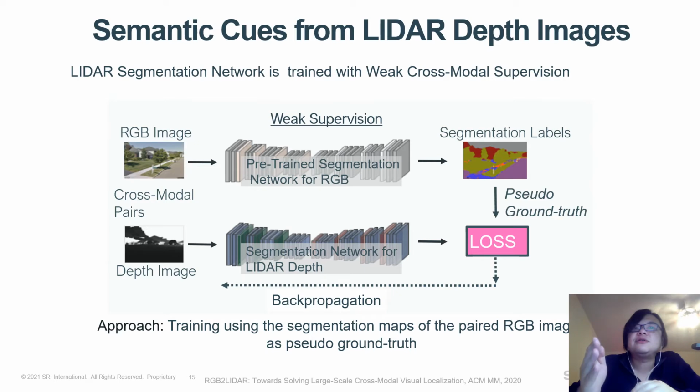This slide shows the architecture for our network process. We can see that we basically propagate the information through the loss function to train this LIDAR depth network. And this approach works for our system; it improves the results. We are going to talk about our results in the next slide.